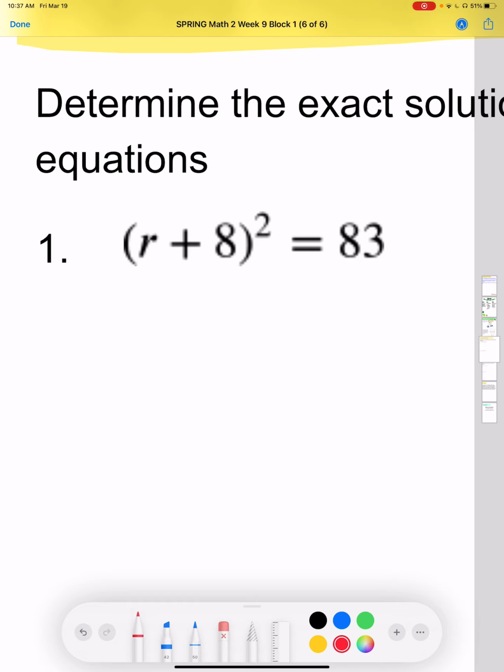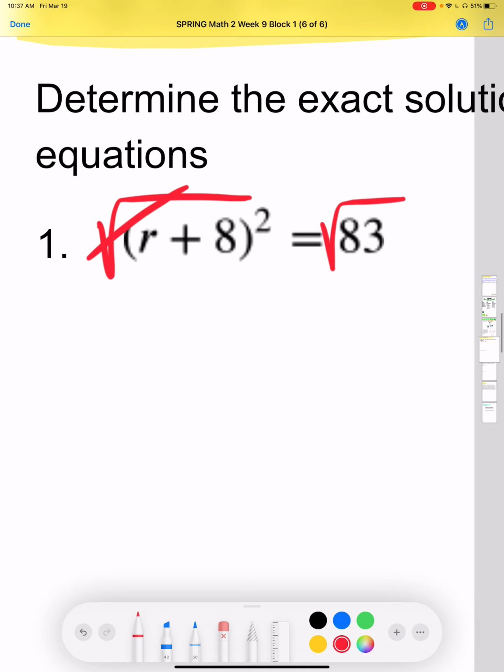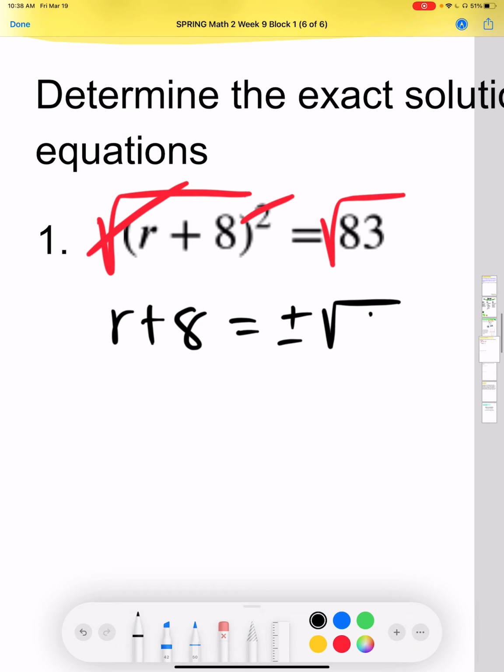I'm going to solve by taking the square root of both sides. From here, our radical and the 2 cancel out. And from here, bring down what you're left with. So r + 8 is equal to plus or minus the square root of 83. All right, from here, think about the square root of 83. Think about that number and see if you can simplify it.